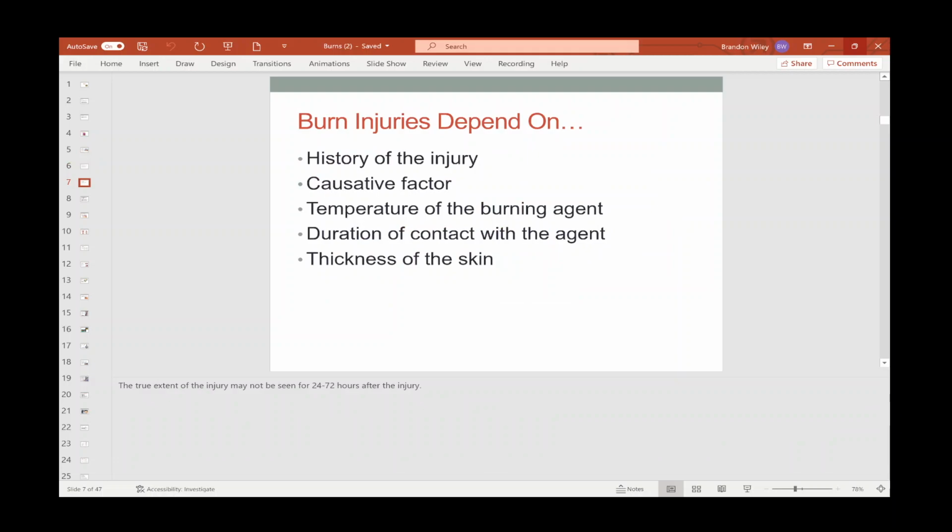All right, so it's very important for you to know what happened, when it happened, how it happened. You have to get the backstory on these burn patients. Very important. So you have to know the history of the burn. What caused the burn? And we'll talk about the causative factors in just a minute because there's multiple, right? The temperature of the burning agent. If it's very, very hot, then you're going to have a deeper burn immediately, right?